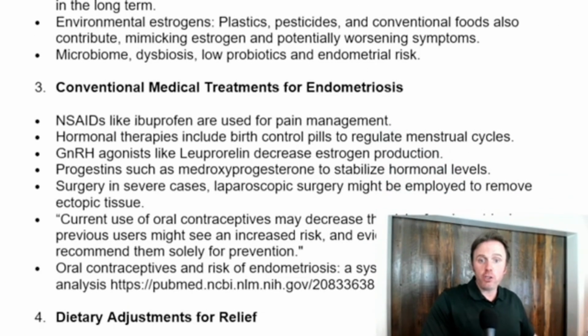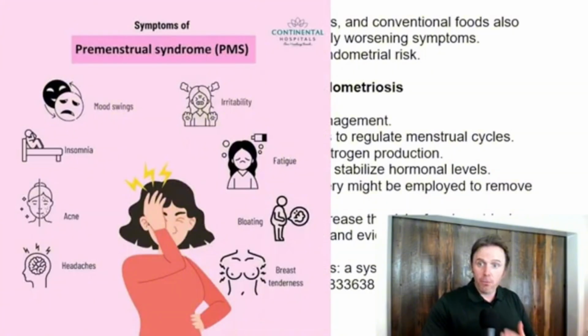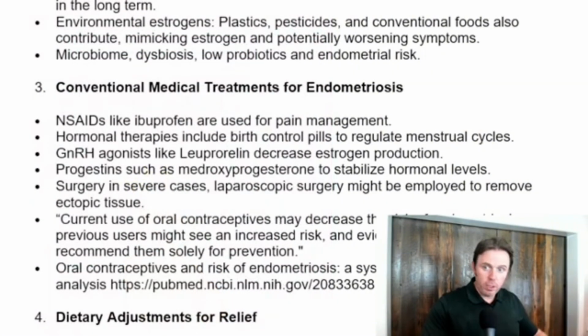All right, so conventional treatments, how are they handling it? NSAIDs, pain relievers, right? Motrin. So you get to period time, Midol, which is basically a pain reliever and caffeine. You get to that premenstrual period, 7 days before, pain meds, maybe pain meds during your period.